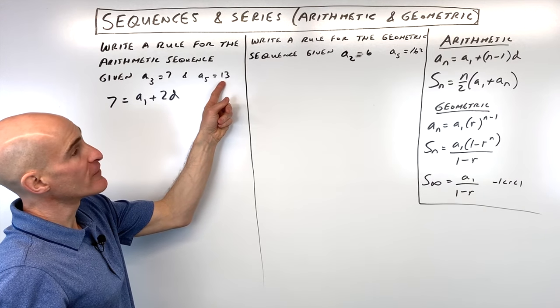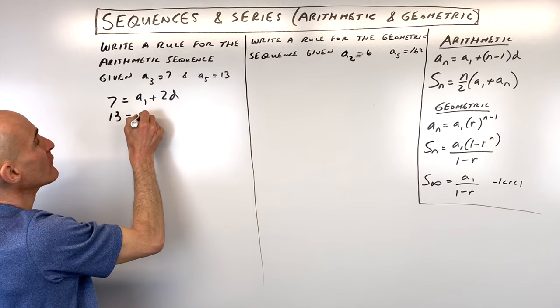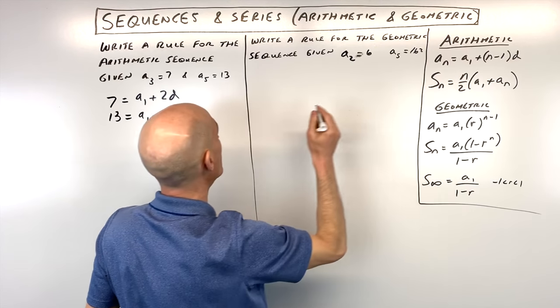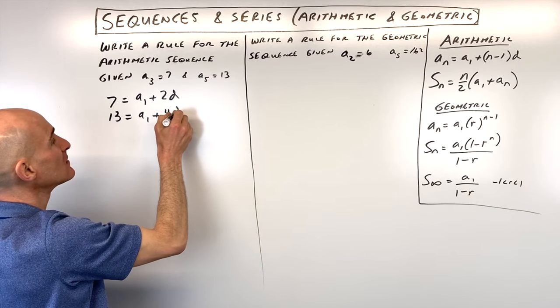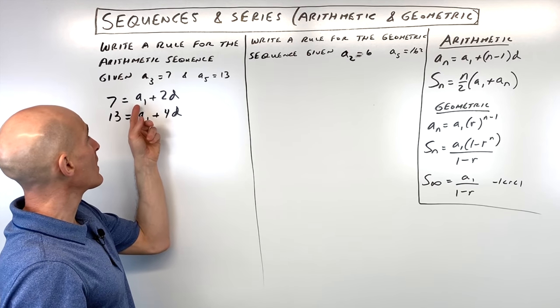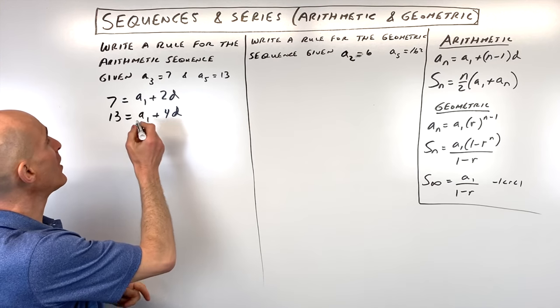Let's take this term here, the fifth term is 13, so same thing, the value of that term is 13. The first term we don't know, but 5, which is the term that we're on, 5 minus 1 is 4, times the difference, which we don't know. So what we have is a system of equations where we have two variables and two equations. So we can solve for a1 and d.